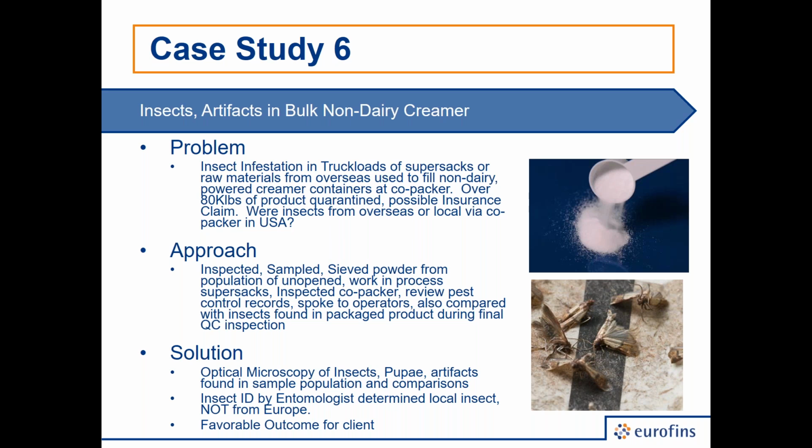During quality control inspection, they're finding insect artifacts in the product. They're trying to determine, did it come from the co-packer's process? Was there maybe some intermediate step of warehousing, or did it come from overseas?